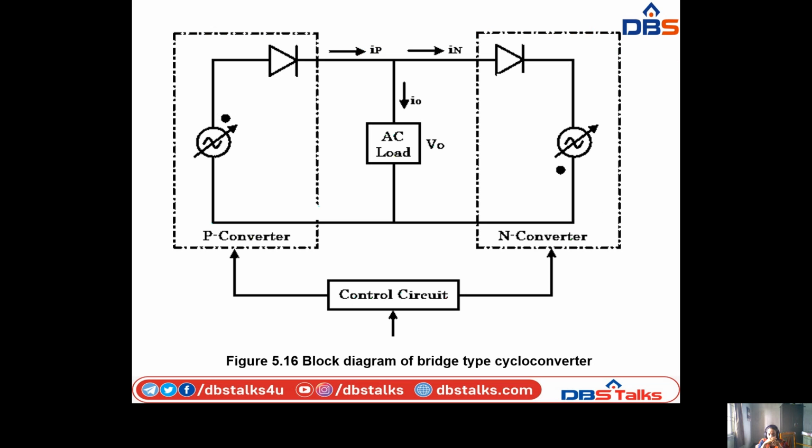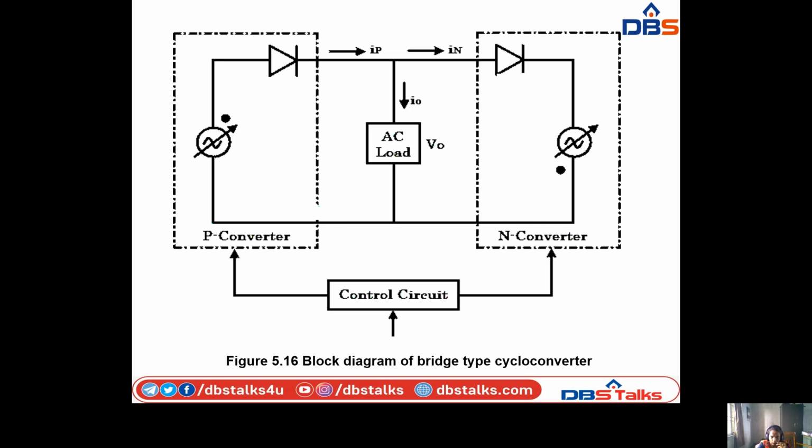Then it becomes ideal and represents a desired output voltage. So this is a block diagram for a bridge type cycloconverter. One side will be connected as the P converter and another side as the N converter. In the middle we connect a load, and there is a control circuit. Both converters are supplied by an AC supply, and the output current I0 flows through the load.